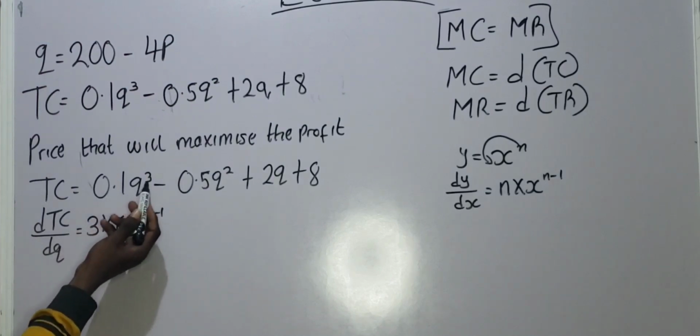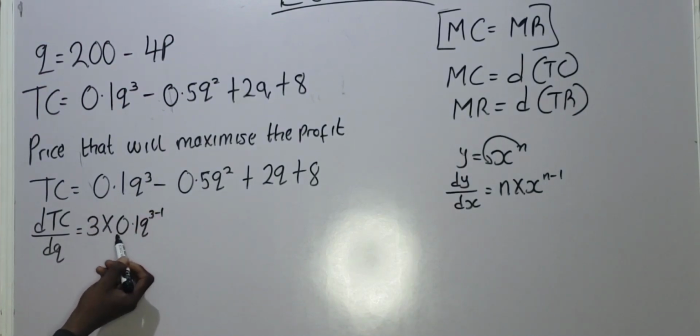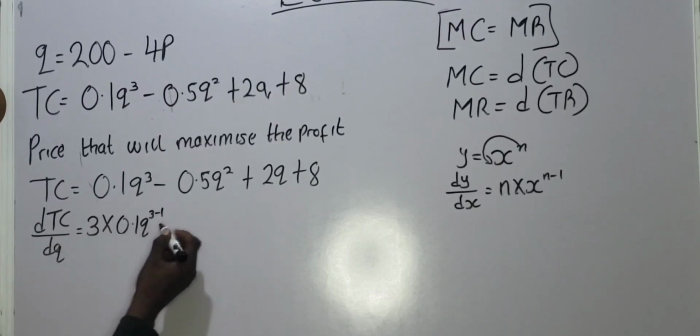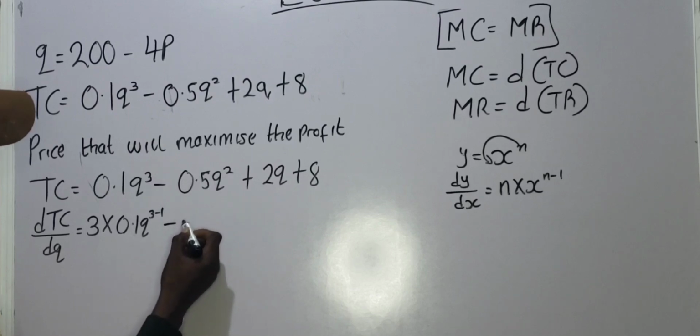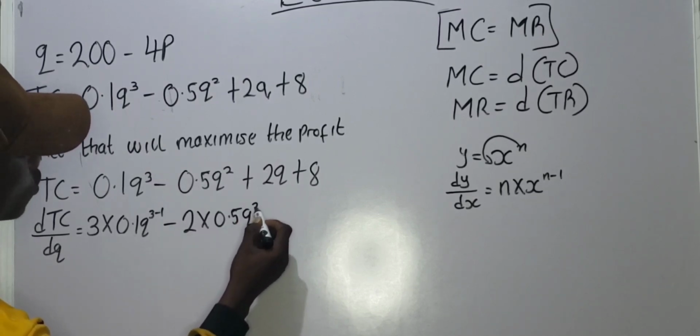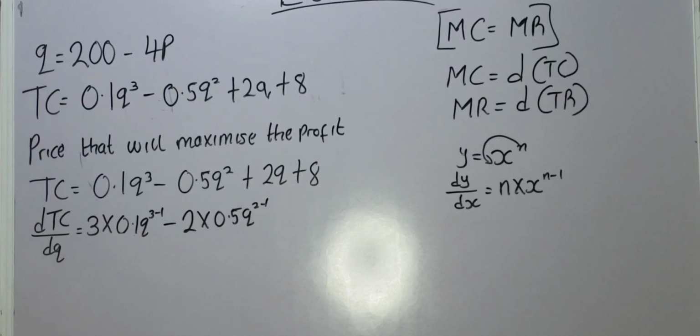You can see that this is the power. The power comes and multiplies the coefficient. The coefficient is 0.1. Then the power is reduced by 1. Do you understand? Now let us proceed. For this, I'm going to have negative 2, the power multiplying the coefficient: 2 multiplied by 0.5Q raised to the power of 2 minus 1. The power multiplies the coefficient and the power is reduced by 1. You understand?